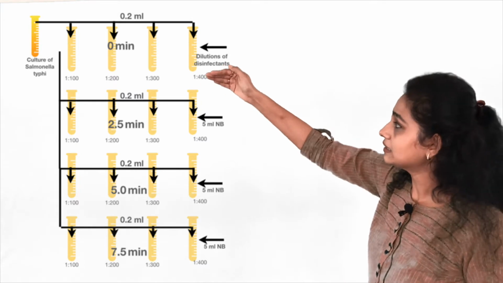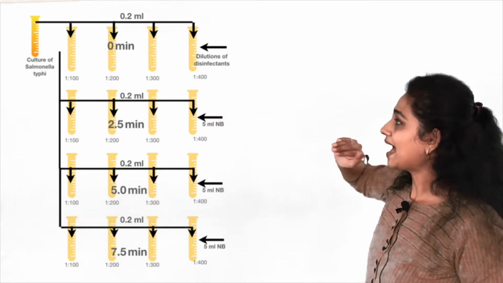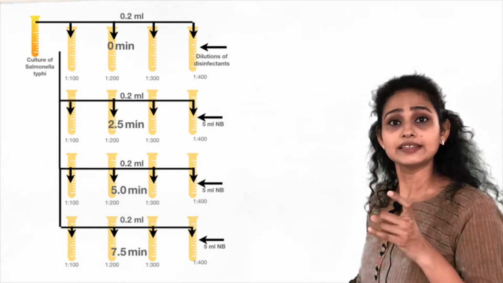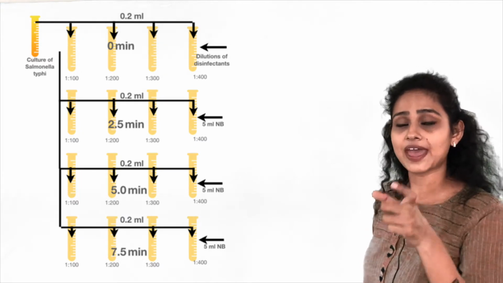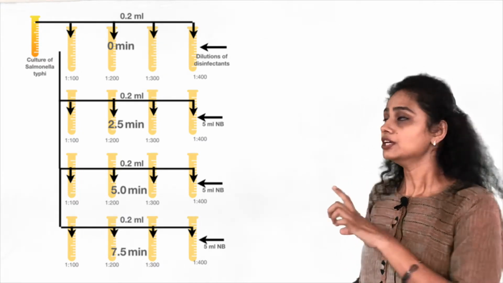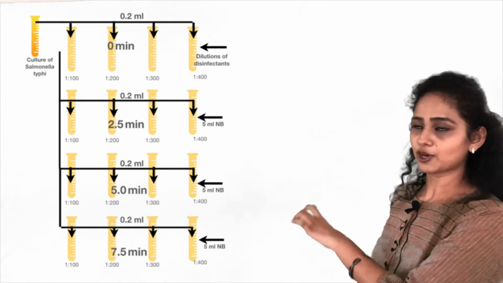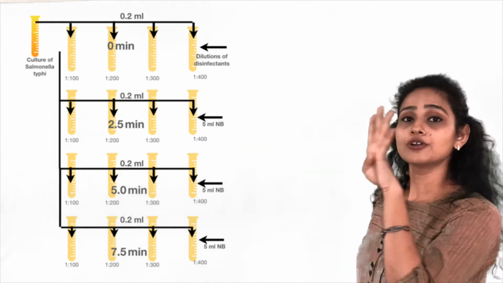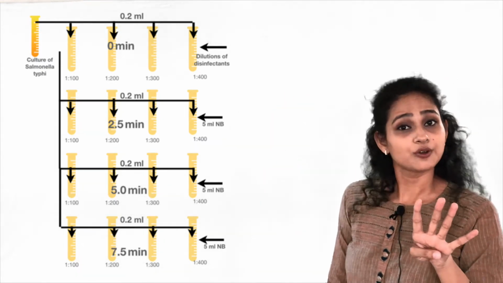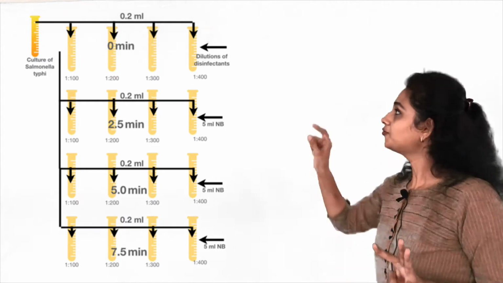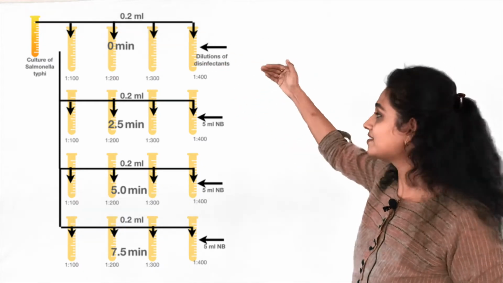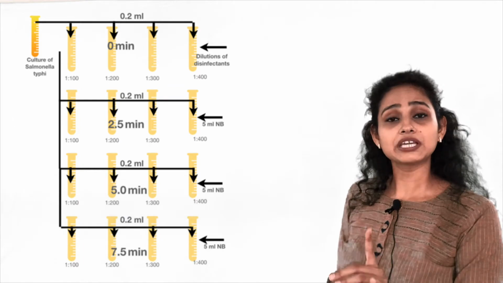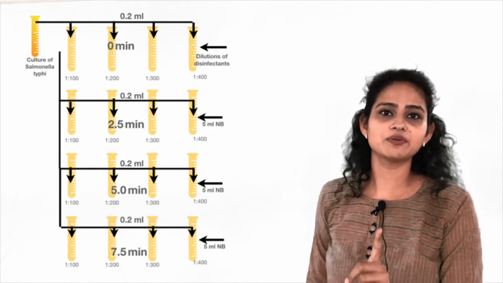Then, in the next set, I have taken test tubes and filled 5 ml nutrient broth in them. You have to fill 5 ml nutrient broth and prepare 4 such sets. So total 5 sets are there. First is for the dilutions, and the rest 4 sets will be containing 5 ml nutrient broth.